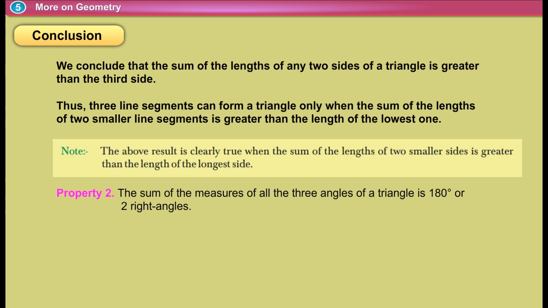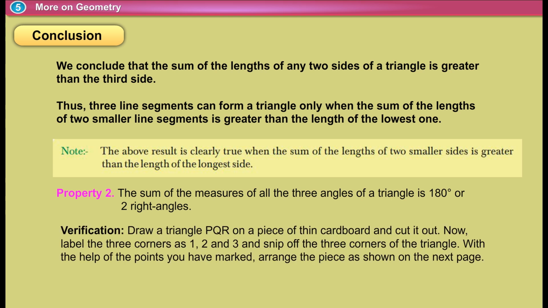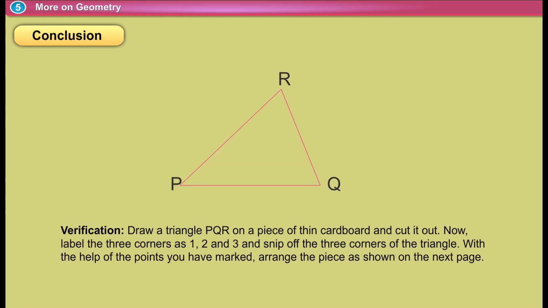Property 2. The sum of the measures of all the three angles of a triangle is 180 degrees or 2 right angles. Verification. Draw a triangle PQR on a piece of thin cardboard and cut it out. Now, label the three corners as 1, 2 and 3 and snip off the three corners of the triangle.